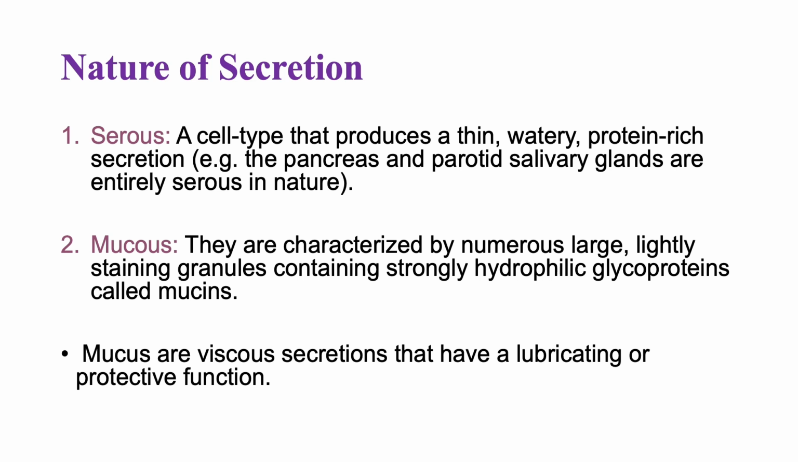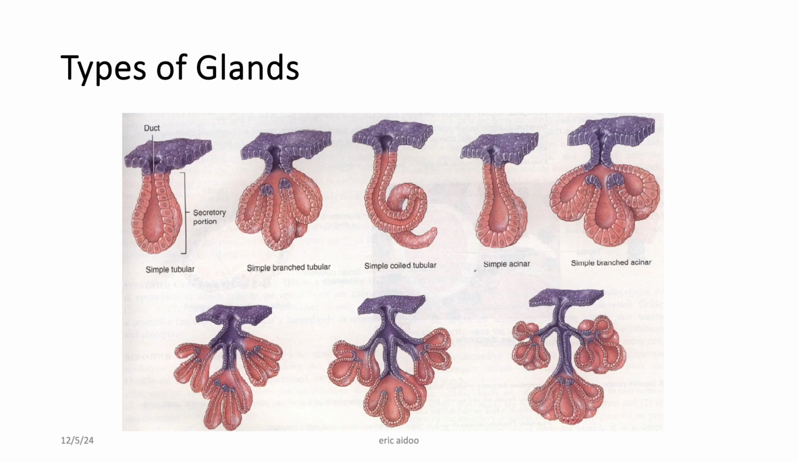Okay, so note these differences: serous, dark staining; mucus, light staining, because it doesn't pick much of the stain. Then the glands can also be classified according to their shape and form. So if you look at this diagram, you have one that looks like a single tube, and then you also have a branched tubular. You also have a coiled tubular, and you also have the acina. You also have the branched acina.